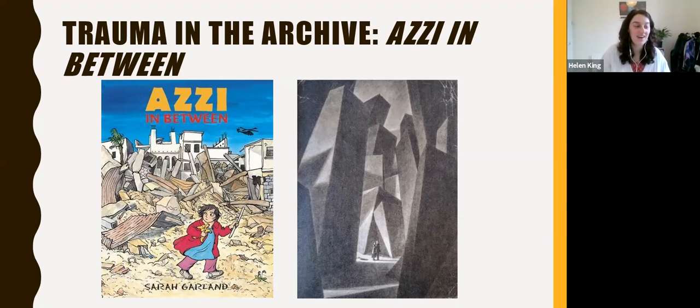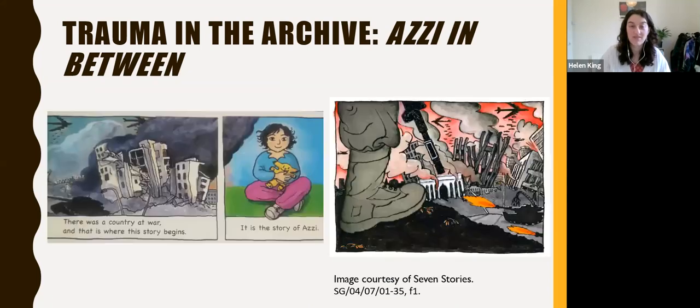We can see Garland experimenting with her images of the war-torn city in the archive. So this image on the left is from the published book, and it's the opening page of the book, and it shows this country at war. It shows destroyed buildings, smoke, tanks, planes that are shelling.